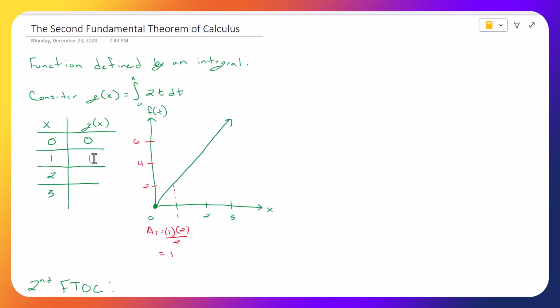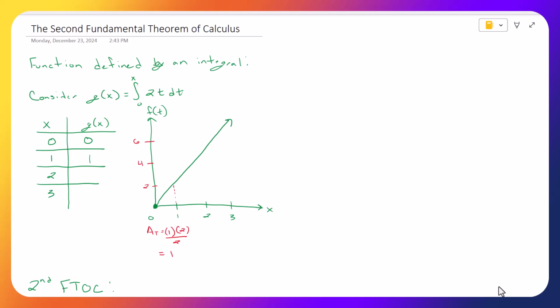Okay, go ahead and pause the video now. I want you to try and find g of 2 and g of 3. It's still using the same idea. We're going to draw triangles and just calculate the area of the triangle. When we come back, I'll fill those two in, and we'll talk a little bit about it.